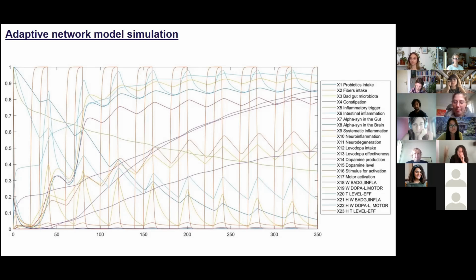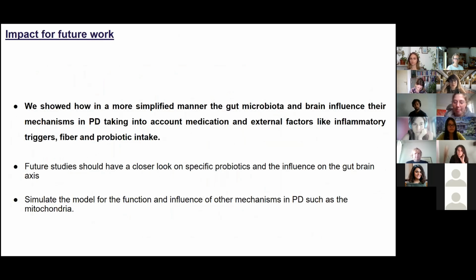What is the impact for future work? We used a more simplified manner. We looked at the gut microbiota, or the bad gut microbiota composition, and the brain itself, and how they influence their mechanisms. And we took into account the medication and external factors, the toxins, as well as fiber and probiotic level intake.